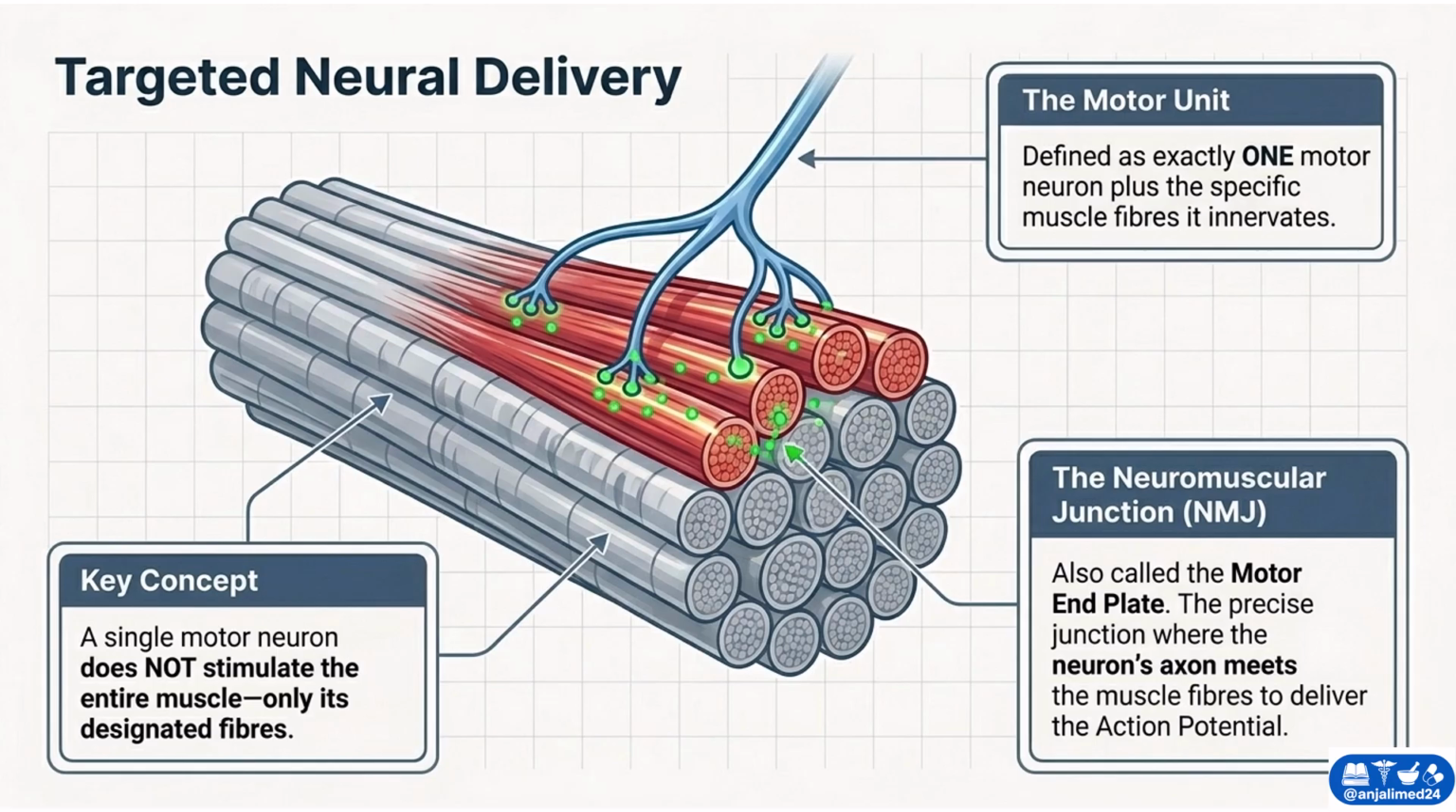Clinically, the neuromuscular junction is highly important because many diseases and drugs act at this site. For example, myasthenia gravis reduces acetylcholine receptor function, causing muscle weakness. Botulinum toxin blocks acetylcholine release, leading to paralysis. Neuromuscular blocking agents used during anesthesia also act here. So, this slide forms the bridge between neurophysiology and muscle physiology. The nervous system precisely delivers the electrical signals, and the muscle converts those signals into mechanical force.